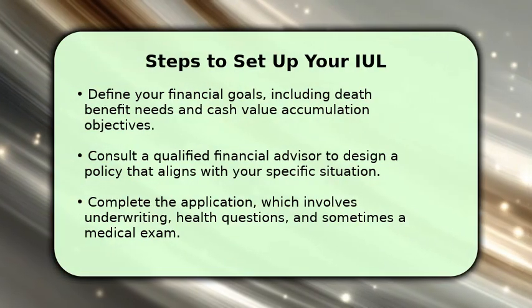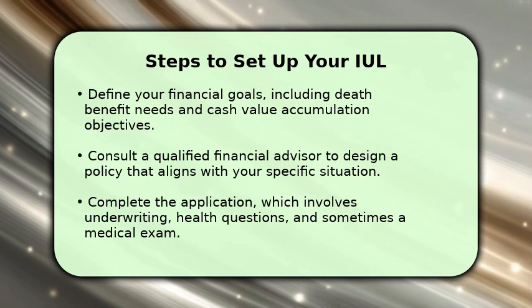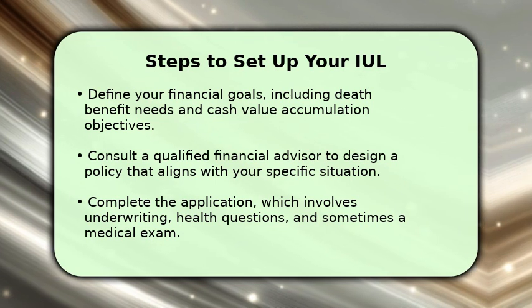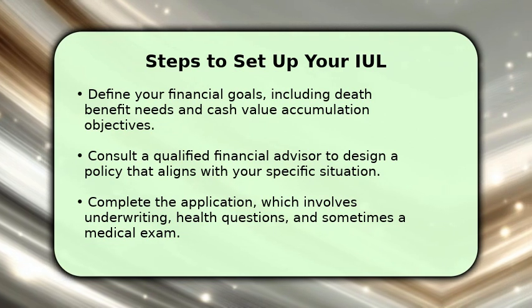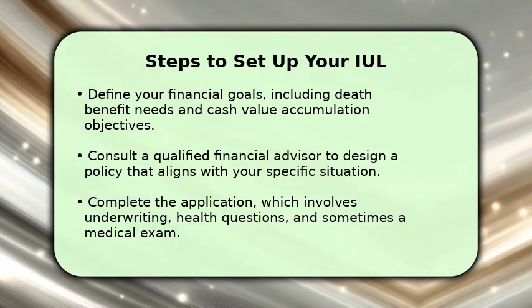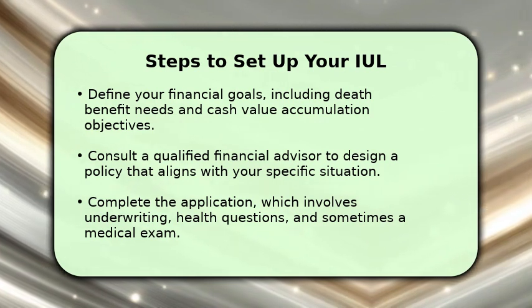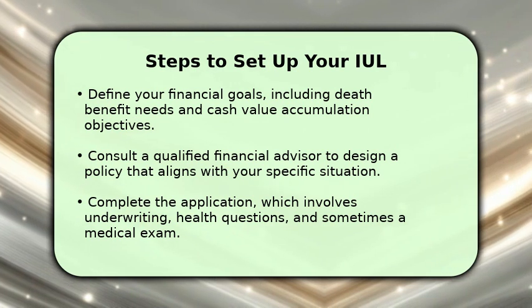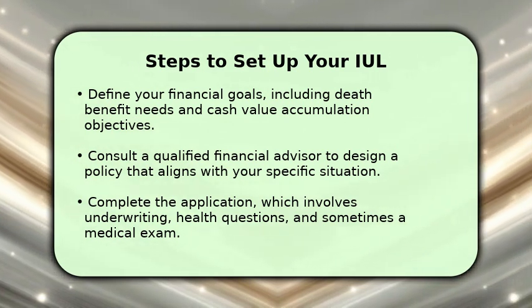Setting up your IUL begins with understanding your personal financial landscape. First, clearly define your goals. How much death benefit do you need, and what are your cash value accumulation objectives? Next, it's crucial to work with a knowledgeable financial advisor. They will help you design a policy tailored to your unique needs, considering factors like premium payments and index choices. Finally, you'll complete the application and go through the underwriting process.